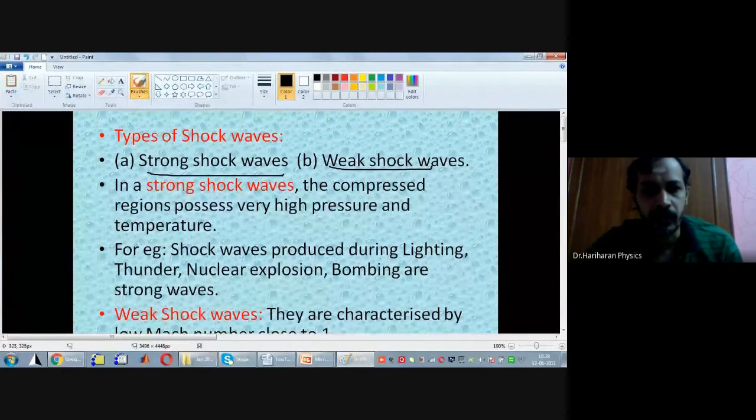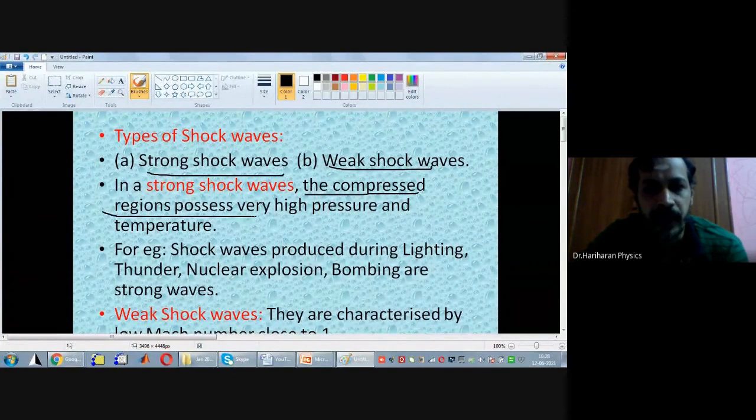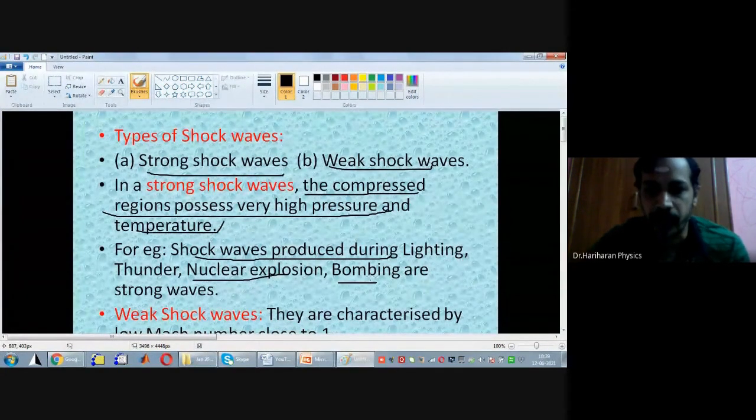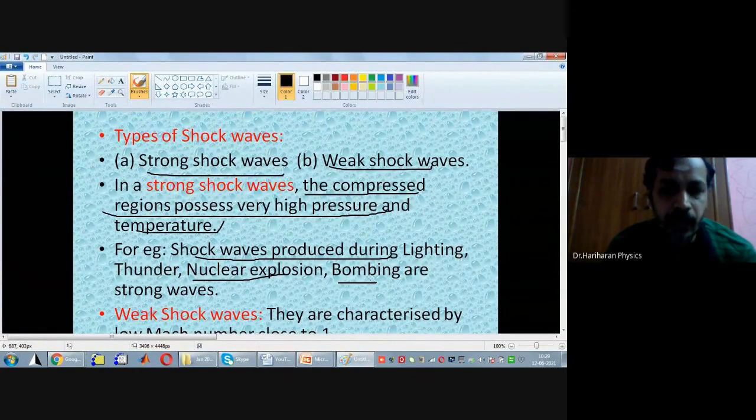Okay, so in strong shock waves, what happens? The compressed regions will possess a very high value of pressure, temperature, and density. For example, this will occur when thunder is produced during rainy season, or when a nuclear explosion occurs, or when nuclear bombs explode. So these are examples of strong shock waves. Strong shock waves means what? Within that compressed region, the value of density, temperature, and pressure is going to be very high.